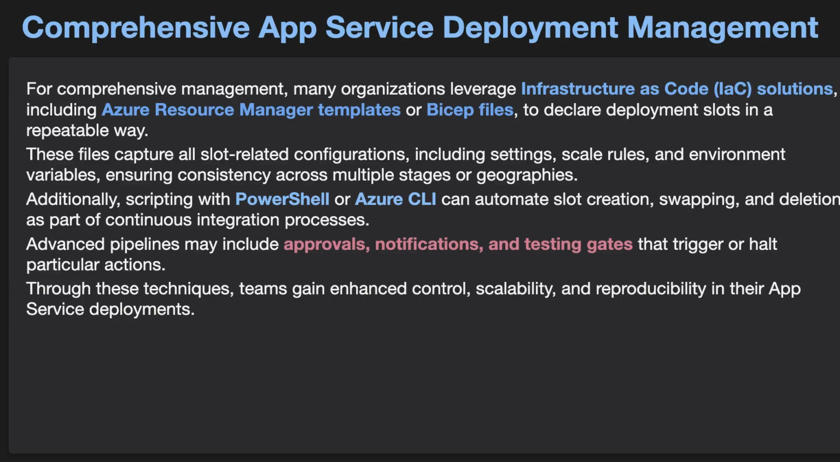Advanced pipelines may include approvals, notifications, and testing gates that trigger or halt particular actions. Through these techniques, teams gain enhanced control, scalability, and reproducibility in their app service deployments.